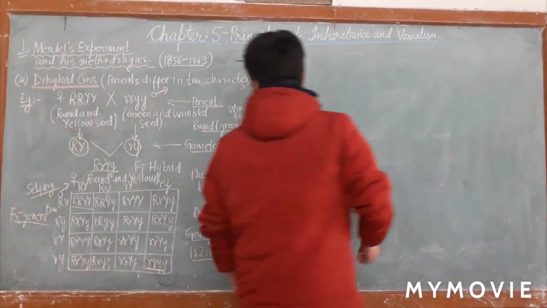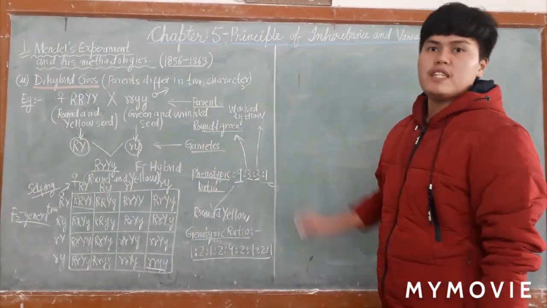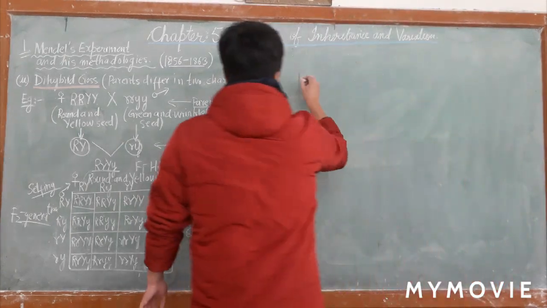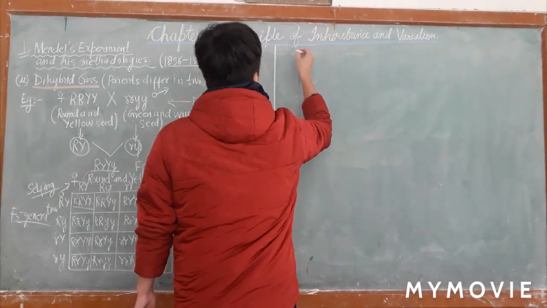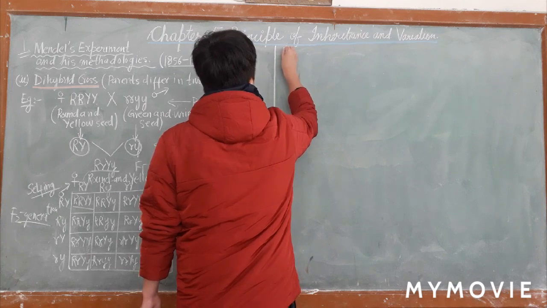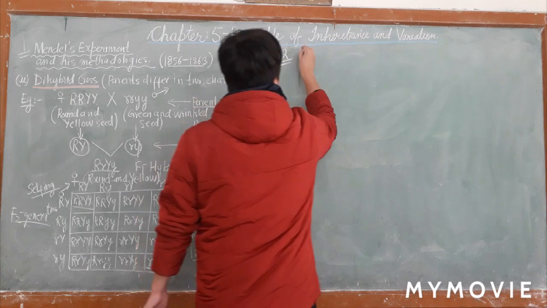Okay, so after monohybrid and dihybrid crosses, Mendel gave three laws, which are collectively called Mendel's laws.